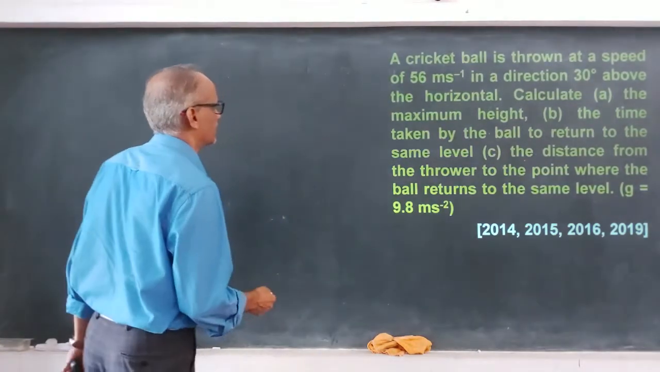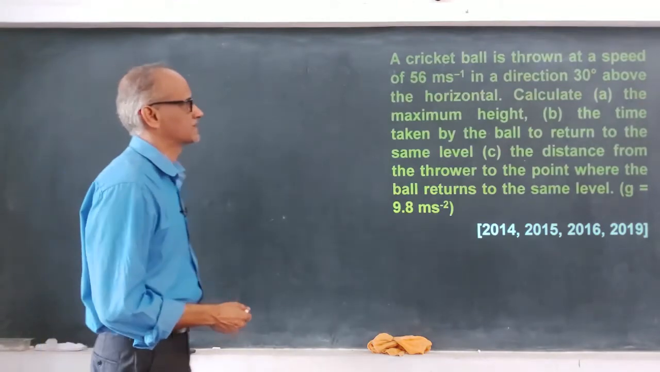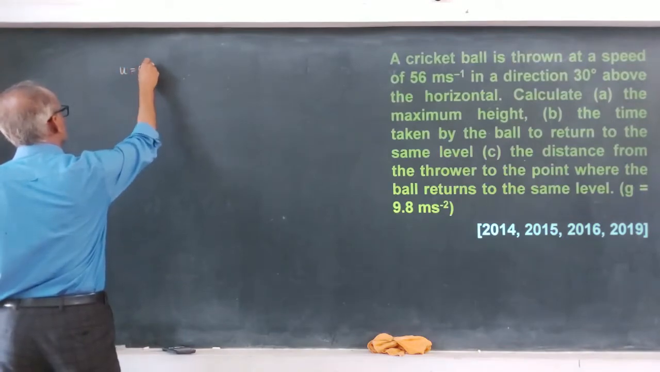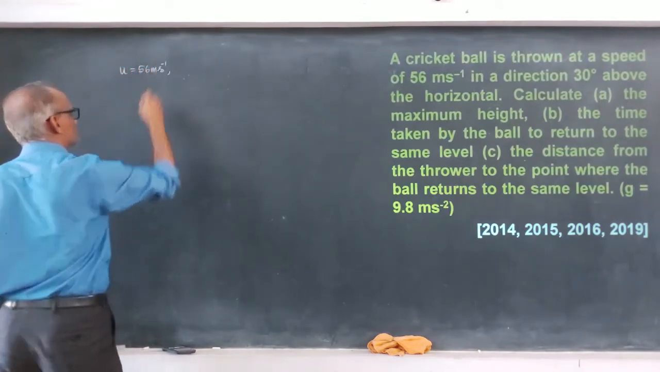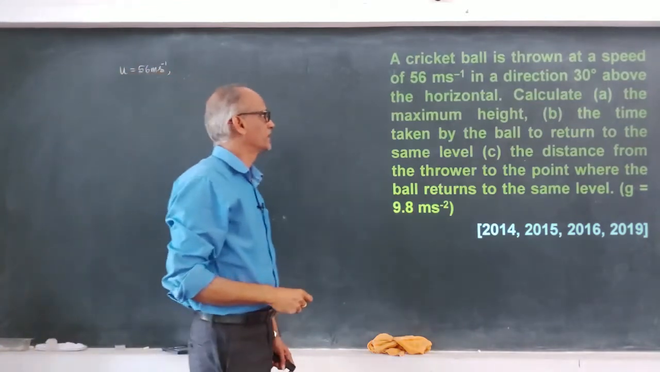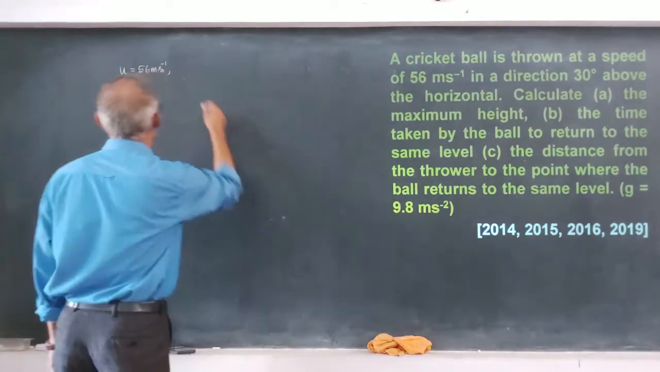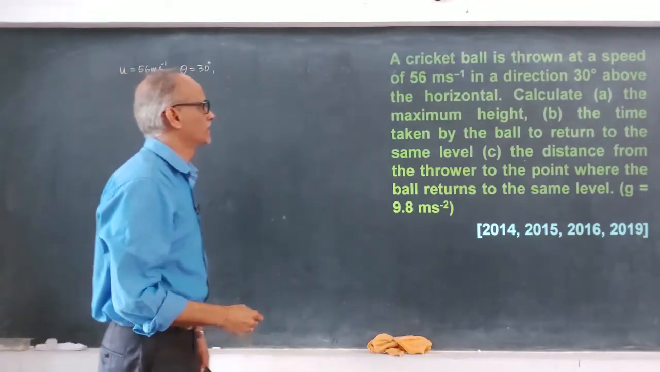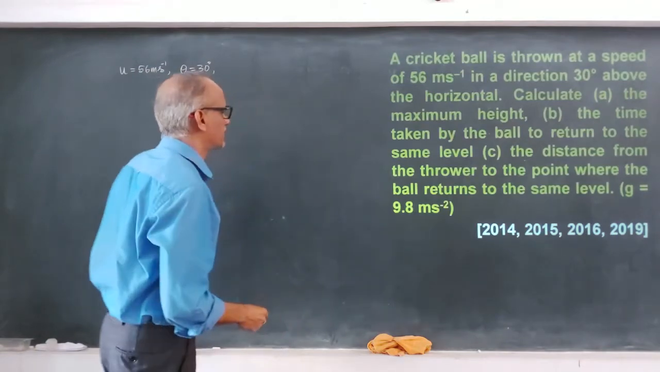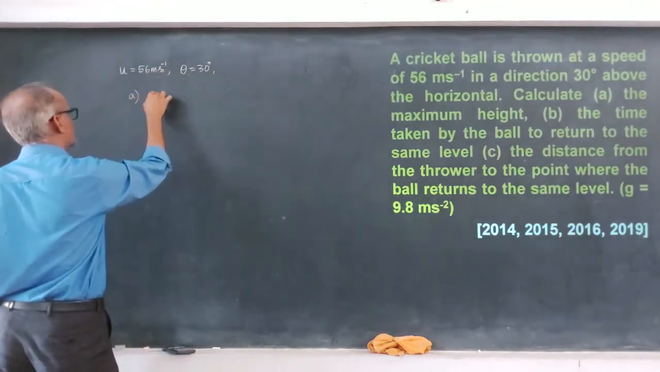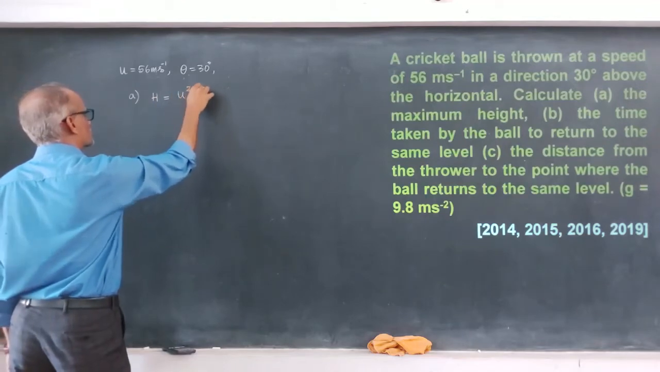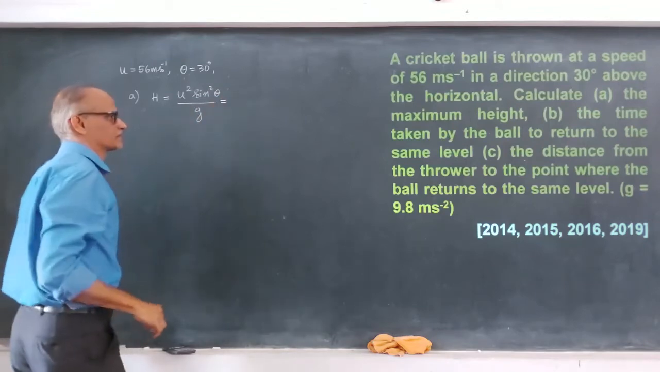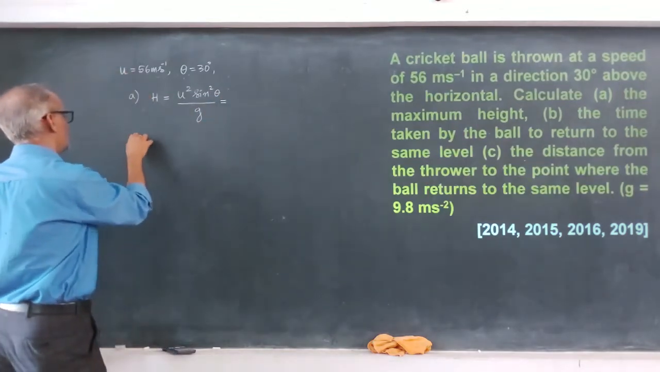Okay, let's go through this statement. A cricket ball is thrown at a speed of 56 meter per second. So I'm going to write here, initial velocity of projection is 56 meter per second, in a direction 30 degree above the horizontal. So the angle of projection is given, theta is 30 degree. Option A, the maximum height. We have to find h, the maximum height, which is u square sine square theta by 2g. So this is the formula to be used. I will do the calculation.